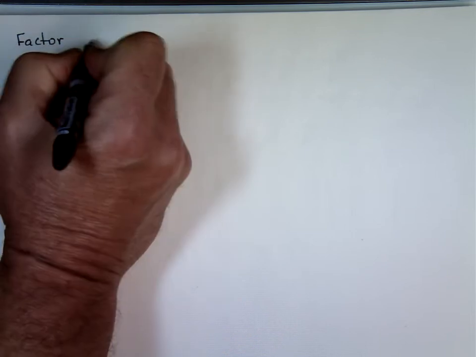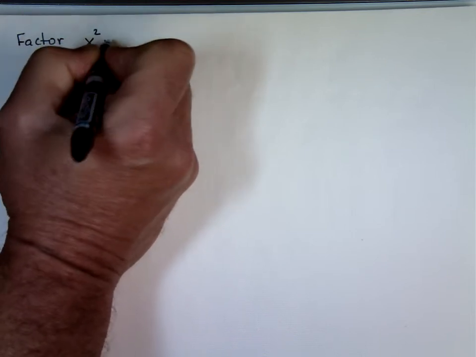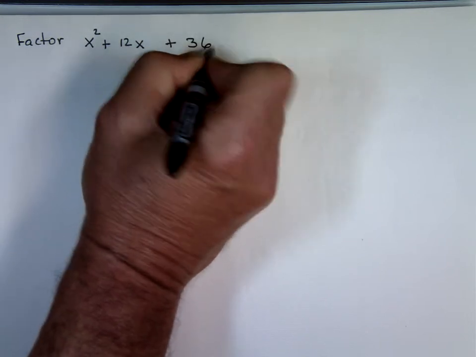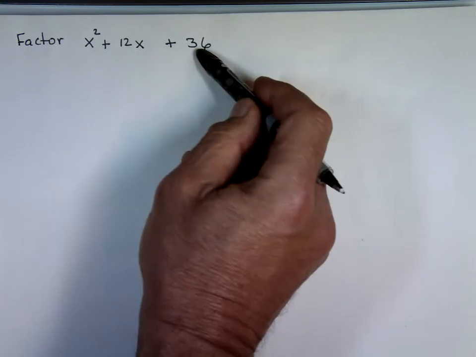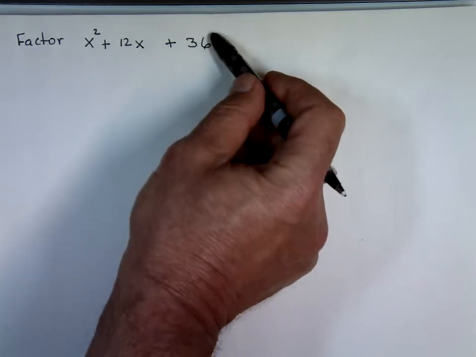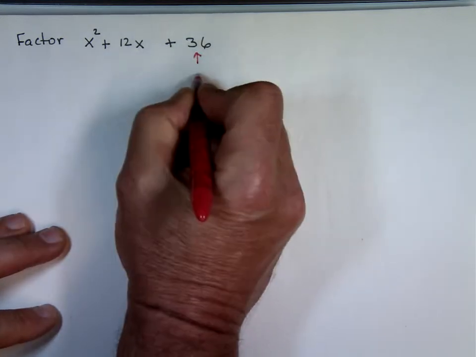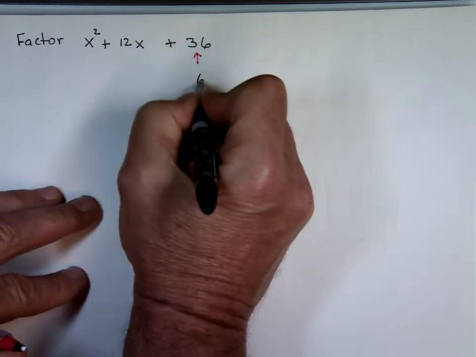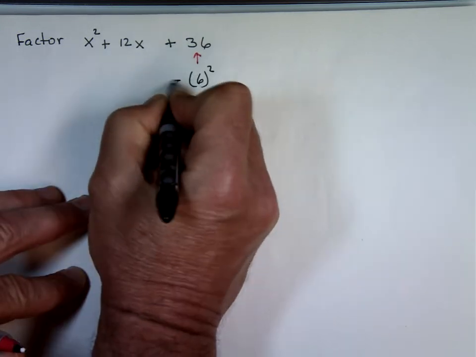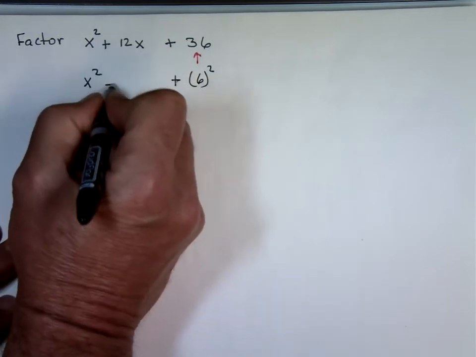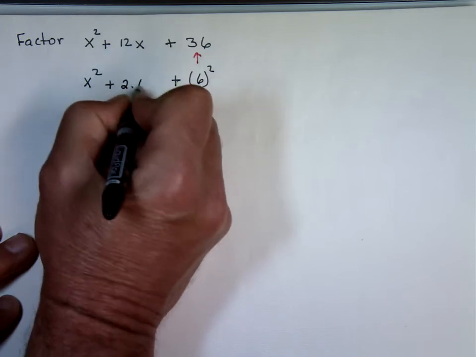Let's take factor x squared plus 12x plus 36. The good news, the 36 is actually 6 squared. So this is 6 squared. This is x squared. The 12 can be written as 2 times 6 times x.